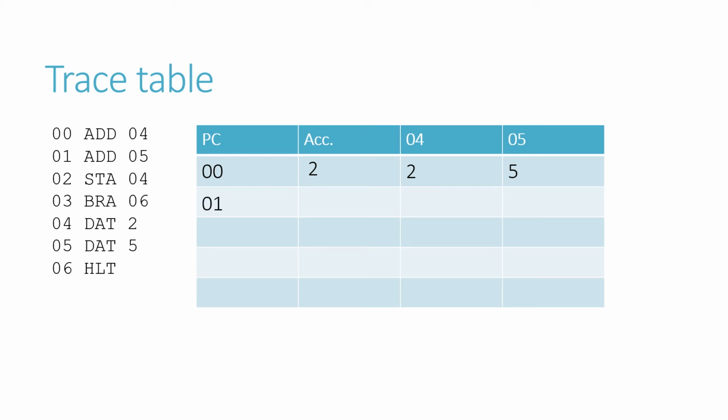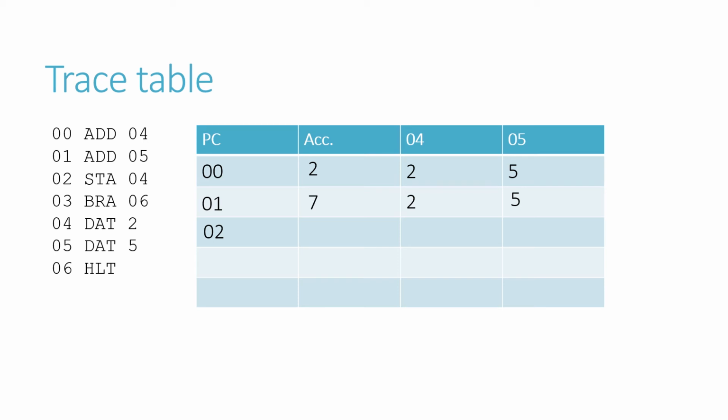It's now pointing to location 1, and the computer will fetch and execute that instruction, and it says add the value at location 5 to the accumulator. So location 4 stays the same, location 5 stays the same, but the accumulator goes up by 5. The program counter now ticks on to location 2.